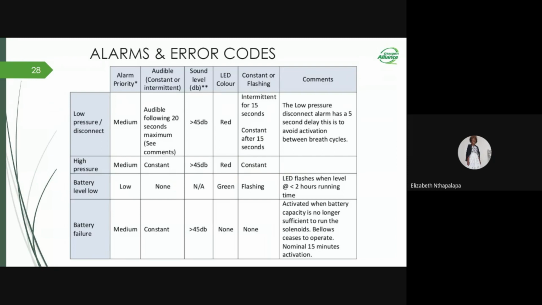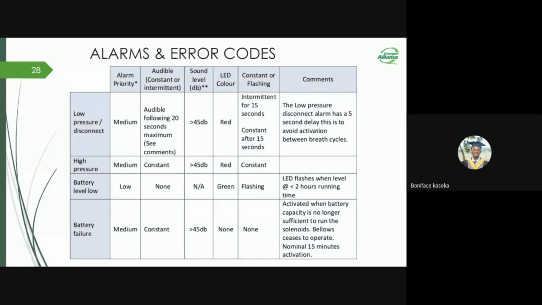So all the audible alarms happen at a sound level, sorry for the inconvenience, of greater than 45 decibels. The condition whereby we have the alarm as well as the LED showing up is classified as medium priority, whereas the one that does not have any audible alarm is categorized as low priority.